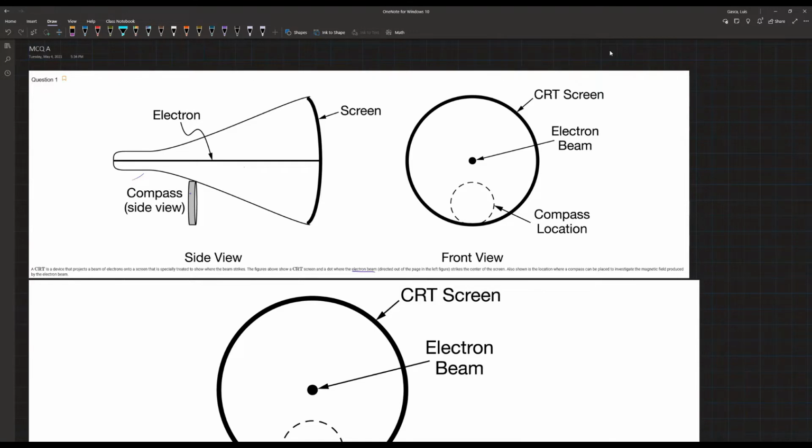And so the figures show a CRT screen and a dot where the electron beam is directed out of the page. And so that's going to be here. I kind of reformatted it. And so the electrons are going to be coming from the back over here, and the electrons are going to be flowing with a velocity in this direction. Also shown is the location where a compass can be placed to investigate the magnetic field produced.